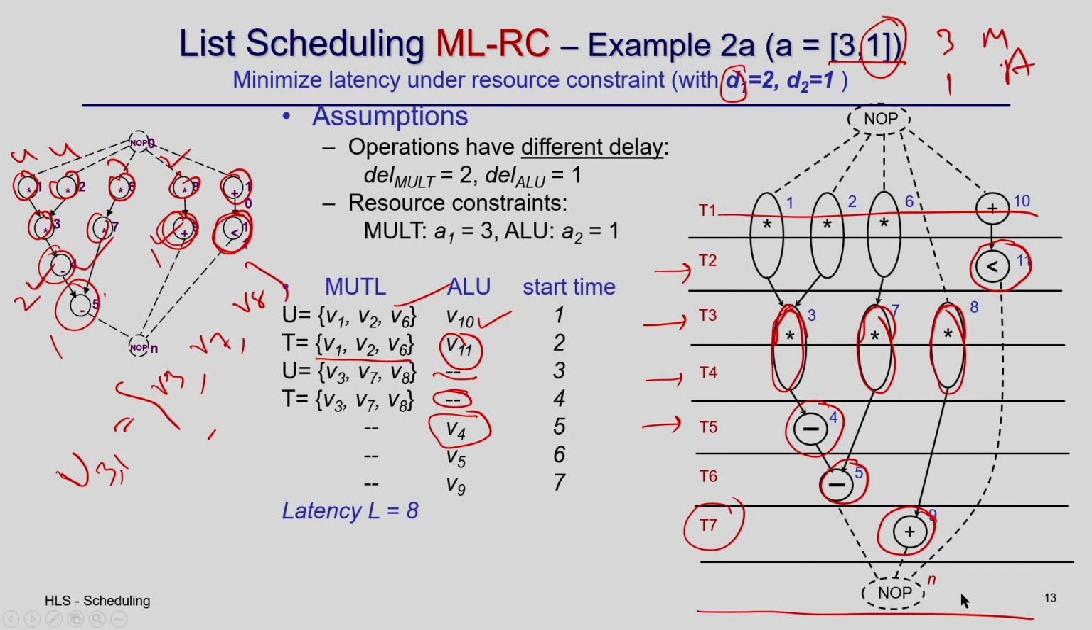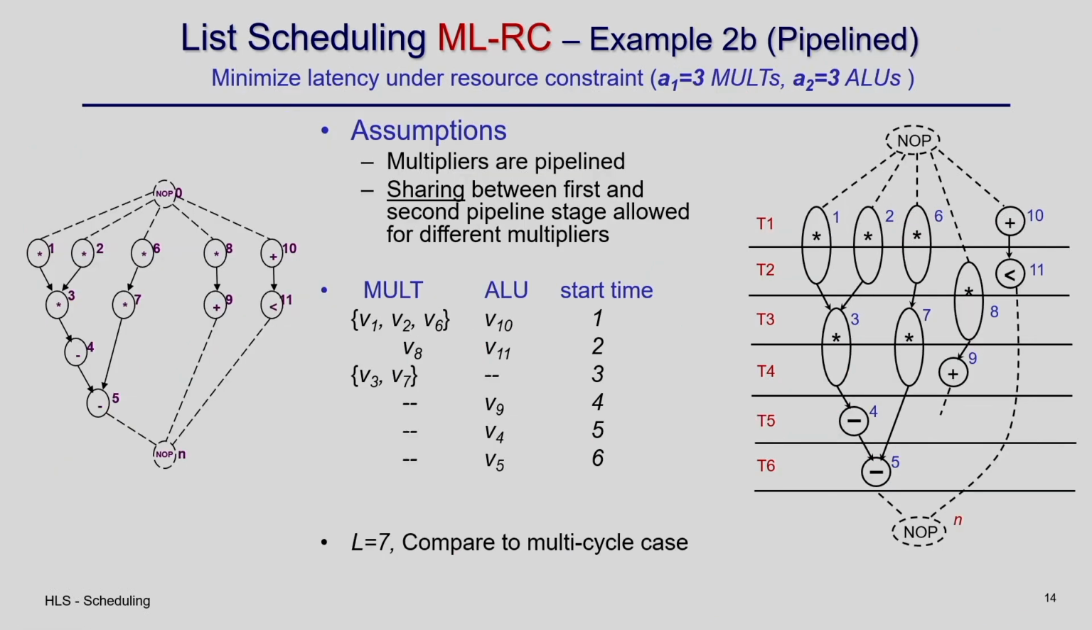And if you just assume this latency is basically lambda plus 1, which is basically 8, but I need 7 cycles to complete this execution. Okay. So, this is for multi-cycle operations. Now, let us take the same example.